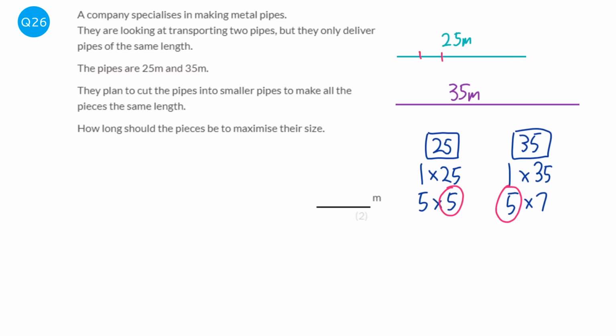So 1, 2, 3, 4, not to scale, and then 7 of these. So there's 7 in total. So each of these are 5 meters long, and there's no wastage. And that's the longest we can make the pipes for there to be no wastage at all. So my answer is 5 meters.